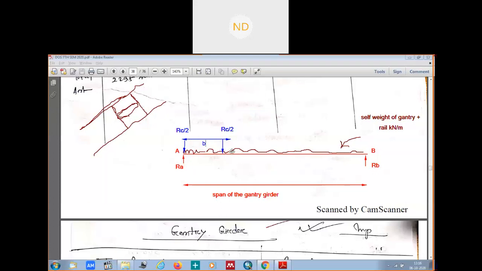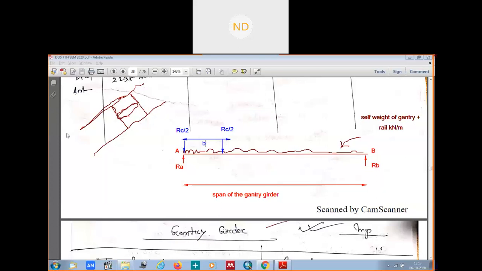because the shear force is maximum at the edge, at the supports. So we can calculate now our Ra and Rb, the reactions. When you know this UDL, the span, the RC by 2, RC by 2, the wheelbase, then easily you can calculate your Ra and Rb, and from which you will get the maximum shear force. We know the maximum shear force is at the support, so we have placed the wheelbase of the crane system at the edge or at the supports of the crane girder.